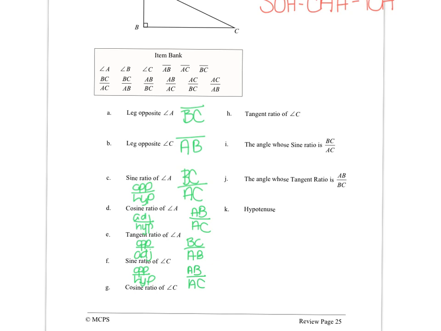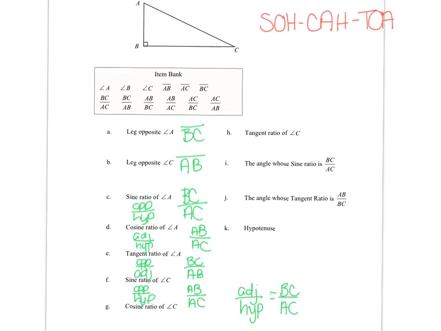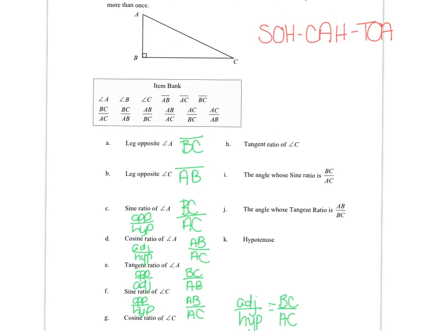I know I cut off the diagram up at the top, but you have yours on your paper to help you. Cosine ratio of C, that is adjacent over the hypotenuse. So our adjacent is BC over a hypotenuse of AC. Our tangent ratio of angle C is opposite over adjacent. So from angle C, our opposite is AB over our adjacent of BC. So AB over BC.